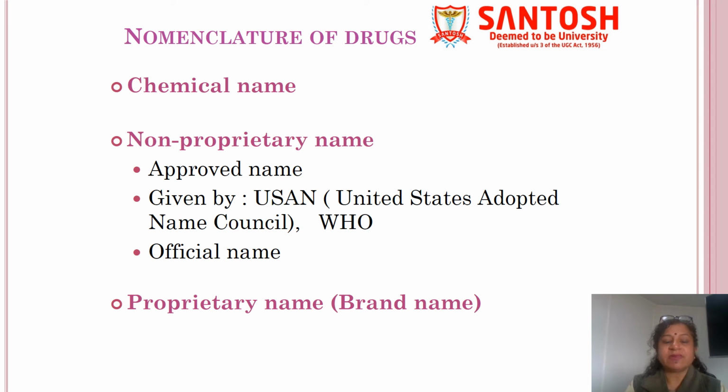Next comes the proprietary name. Another name for that is the brand name, which is actually given by pharmaceutical companies. As a particular salt is produced by several manufacturers, by several pharmaceutical companies, they give a separate name for their own product, and that is called the brand name.